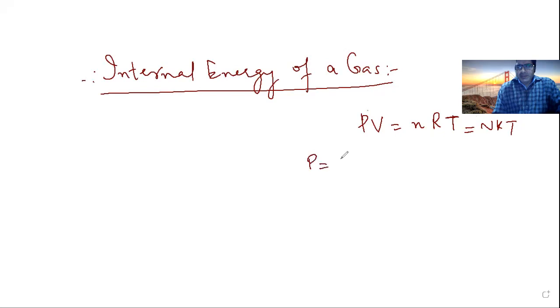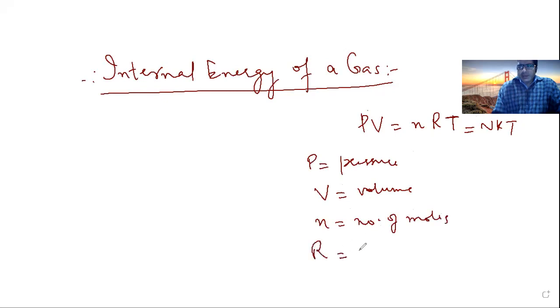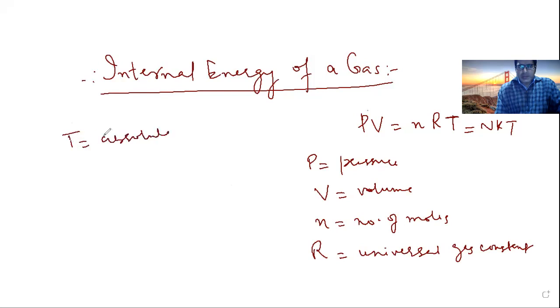P is pressure in the gas, V is volume occupied by the gas, n is number of moles in the gas, R is the universal gas constant, T is the absolute temperature of the gas, and you know absolute temperature means temperature in kelvins.